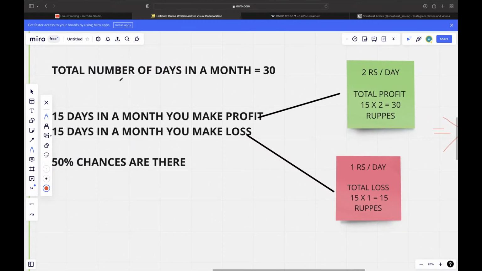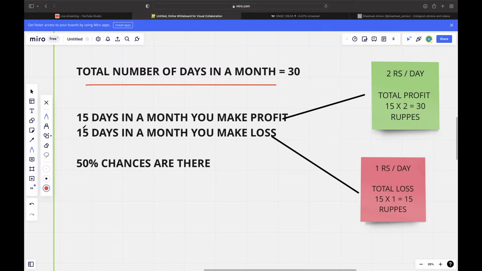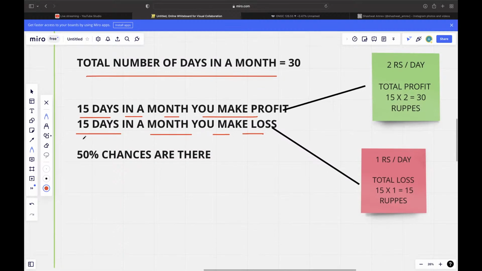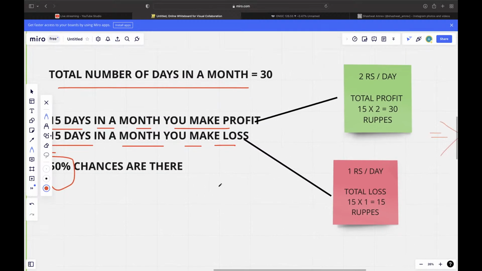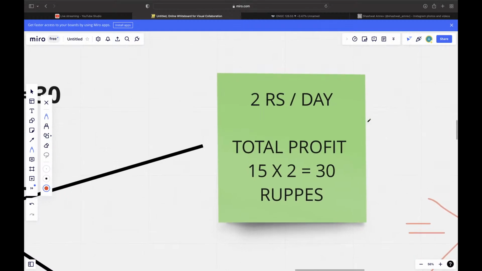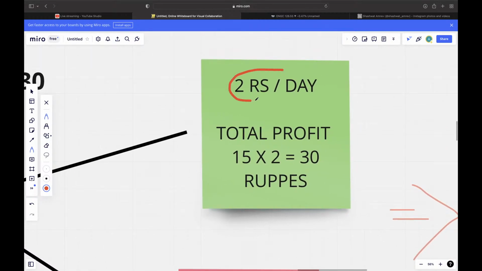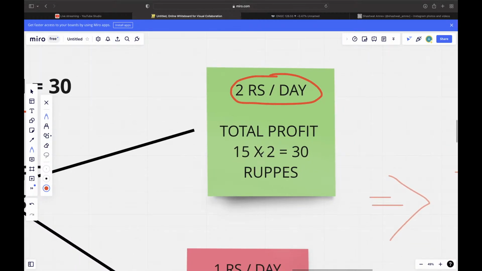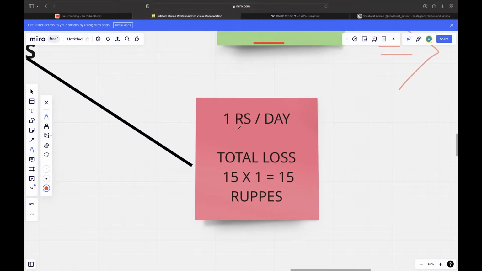Here also, guys, same concept. Total number of days are 30. 15 days in a month you make profit, 15 days in a month you make loss. Right? 50% chances. But here whenever you are making profit, it is 2 rupees per day. So 15 days you make profit multiplied by 2 equals 30 rupees. When you lose less, which is 1 rupee per day, total loss is 15 rupees multiplied by 1, which is 15.